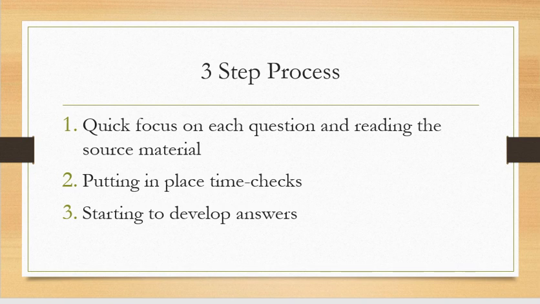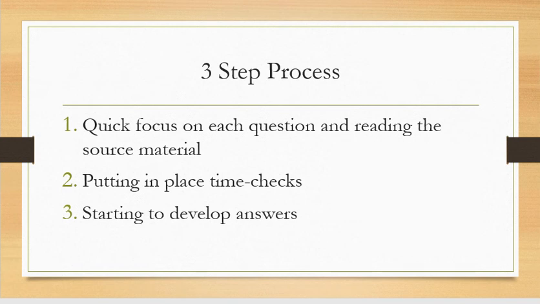Once I've done all that, I'll go back and on my second reading, I'll put in place time checks. This is going to be a quite quick process of me figuring out essentially where the 30-minute places are in the exam. So every 30 minutes, I want to check to make sure that I am on track to finish my exam. One of the biggest mistakes people make in exams is they run out of time. And if you run out of time, you lose easy marks. So you want to make sure that you're on track throughout the exam.